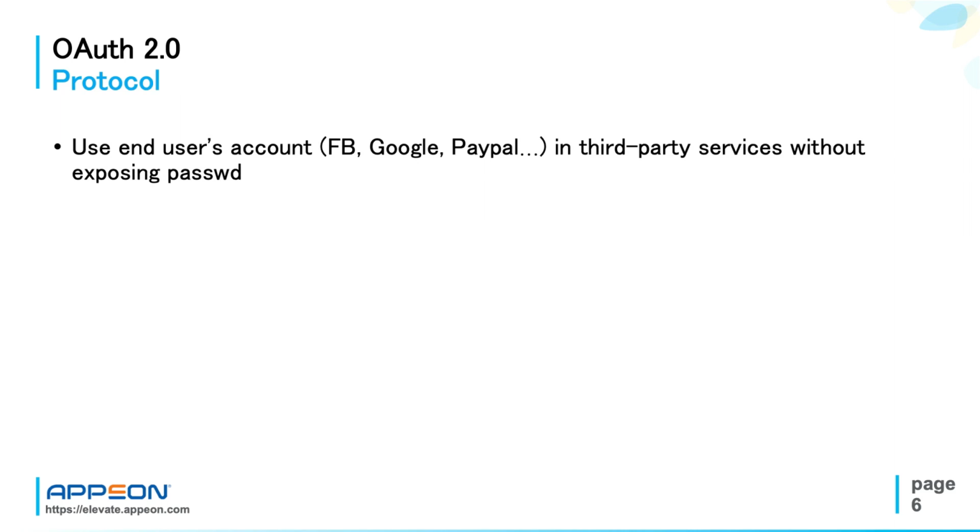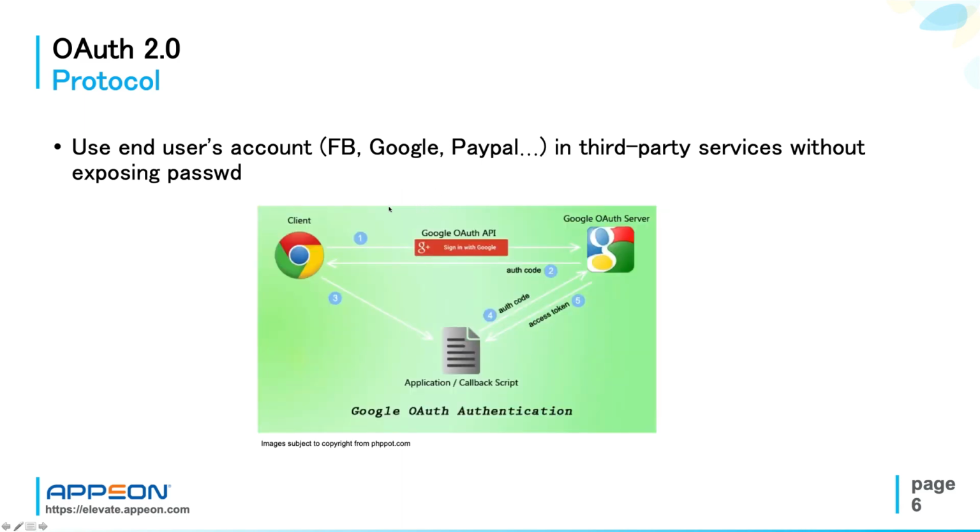OAuth works by delegating user authentication to the service that hosts the user account, for example, Facebook, Google, PayPal, and authorizing a third-party application to access the user account. For instance, in this picture, the client asks the Google OAuth server, which will send back the authorization code.